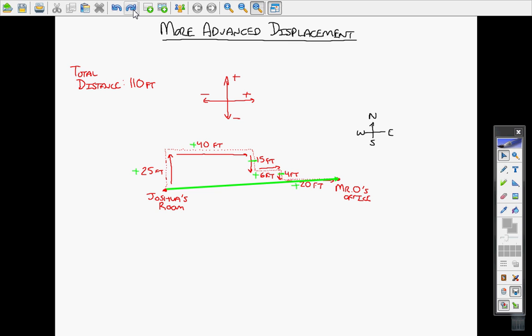Now, what we'll do is take all of the values that go left to right and put them together. So add them up. So we have a positive 40 feet.